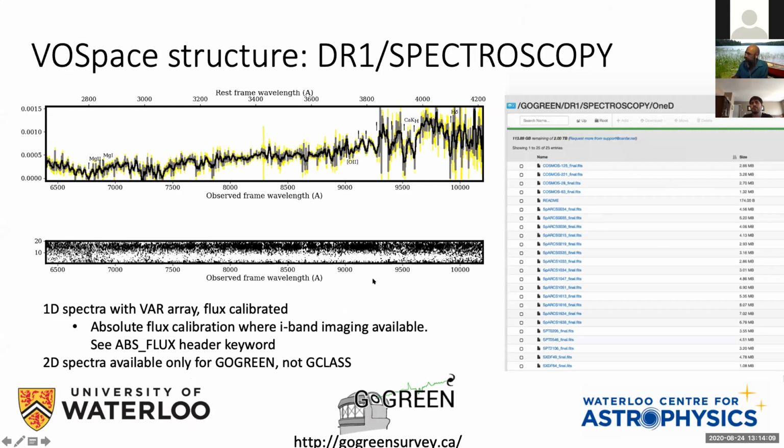In the spectroscopy directory, of course, you can access the 1D and the 2D spectra. The 1D spectra are flux calibrated both in a relative sense and absolute. The absolute flux calibration is done relative to the I-band imaging. That's not available for all spectra, so you have to pay attention to the header keyword to know whether or not that's been applied. And the 2D spectra we only have available for Go Green, not for G-class in this release, of course.